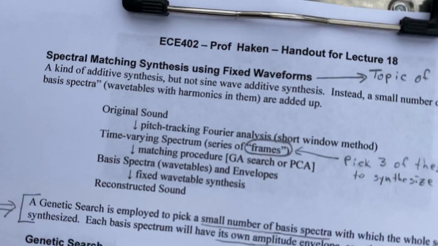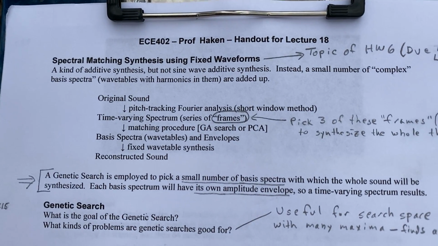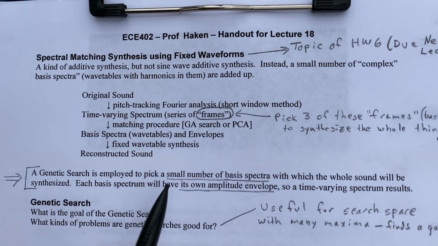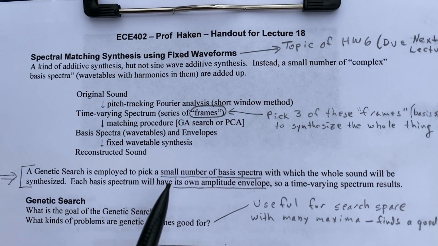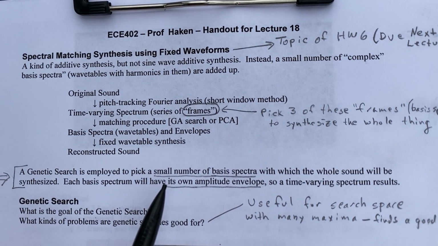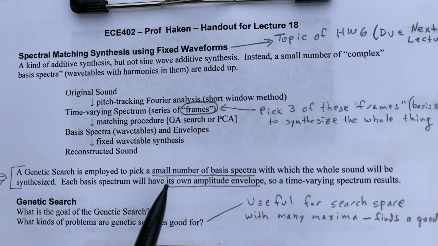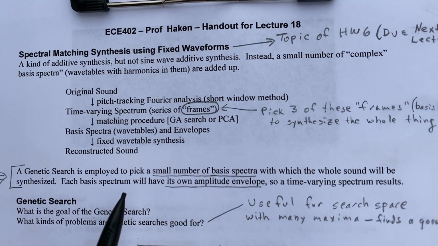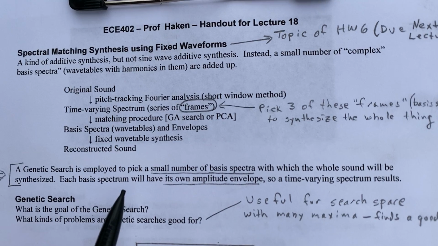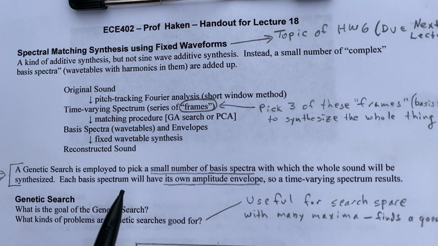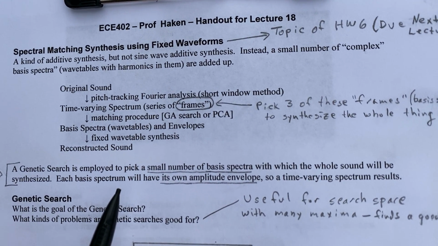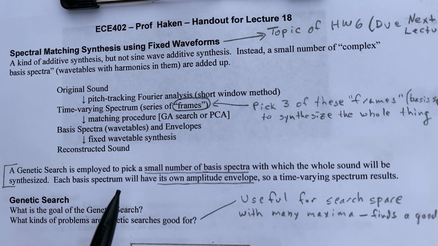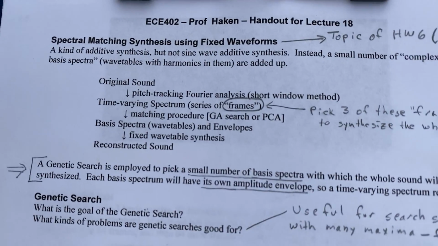So, a genetic search is employed to pick a small number of spectra. Or genetic algorithm, genetic search, same thing. We're going to use that to pick a small number of basis spectra, with which the whole sound will be synthesized. So basically, by a time-varying mix of these 3, we're going to synthesize a whole sound. Each basis spectrum will have its own amplitude envelope. Yeah, so a time-varying spectrum results.